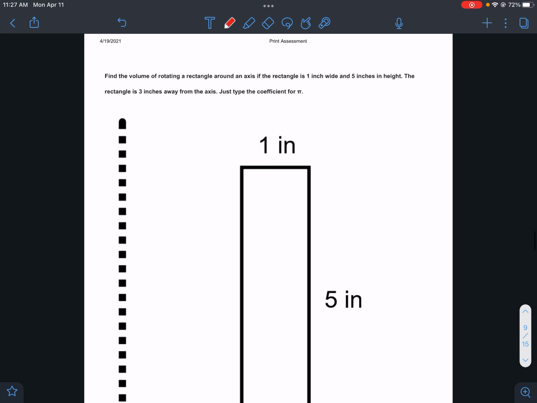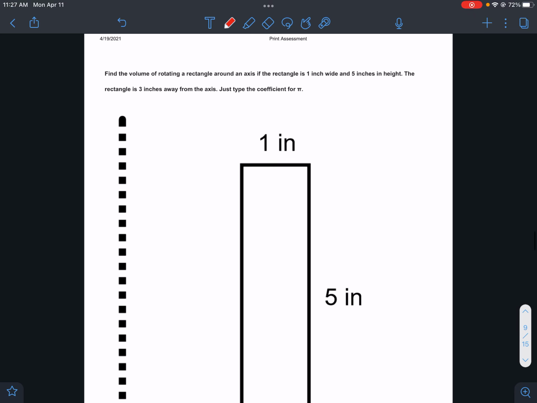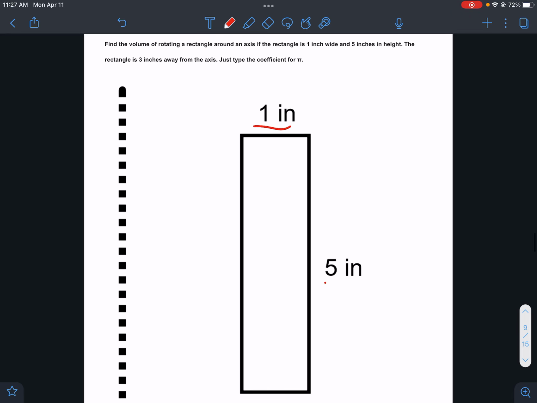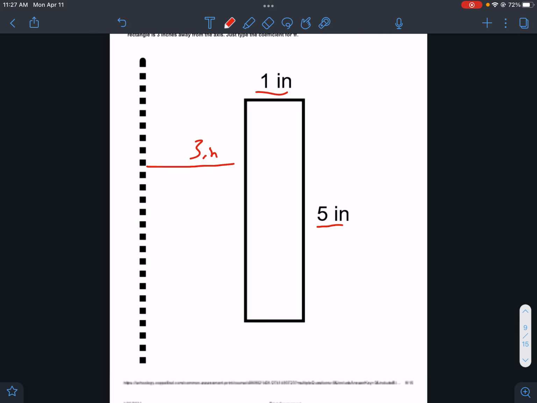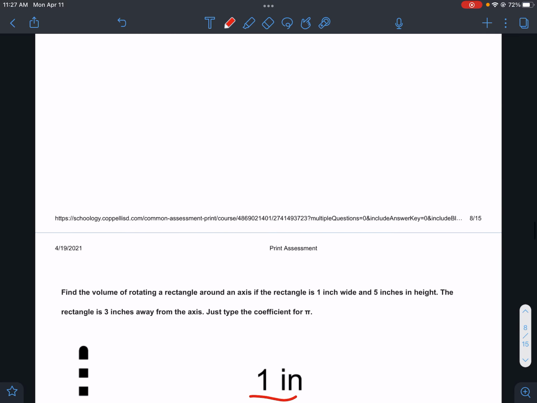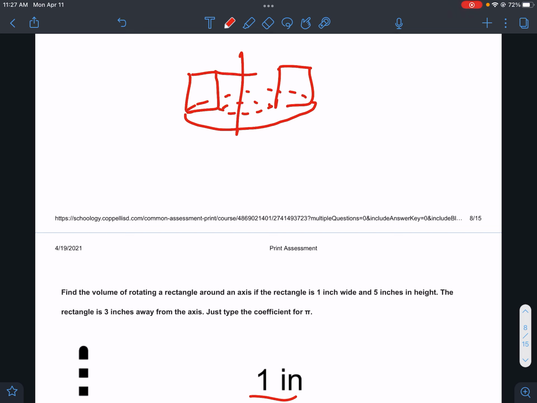Find the volume of rotating the rectangle around an axis if the rectangle is 1 inch wide and 5 inches in height. The rectangle is 3 inches away from the axis. All right, I don't have room to draw the whole thing, so I'm going to kind of do it up here. But basically, if we have an axis, we have a rectangle, we would draw the reflection and spin it. And so it's going to be like a roll of toilet paper.